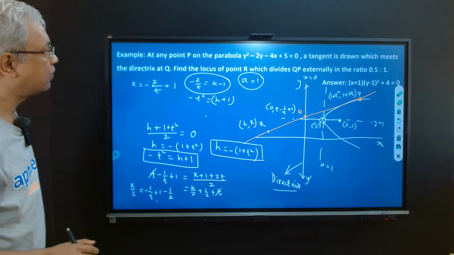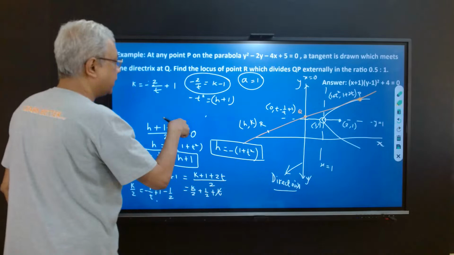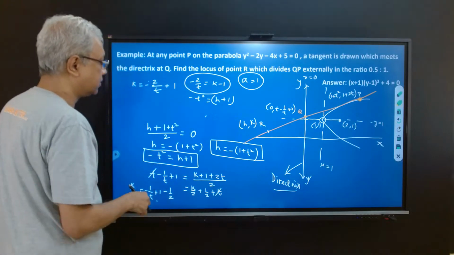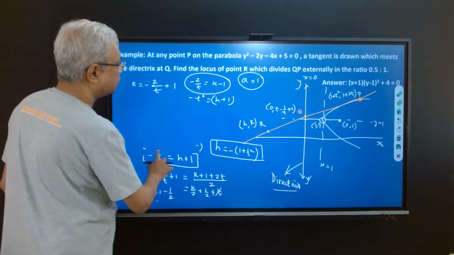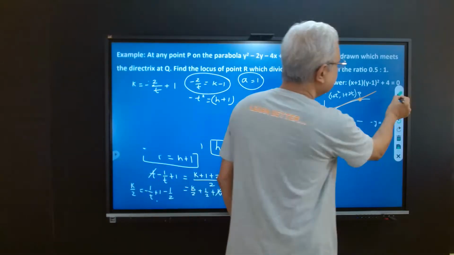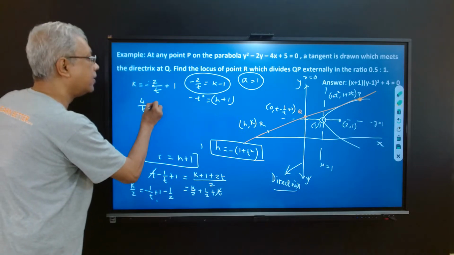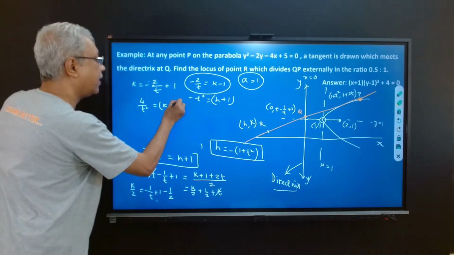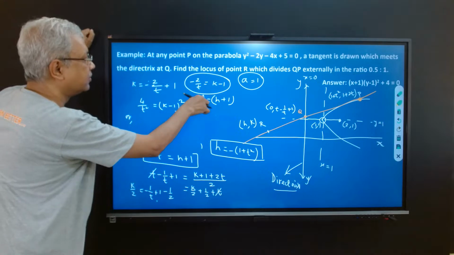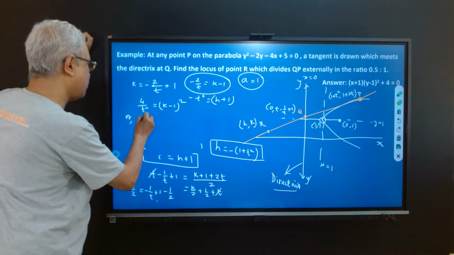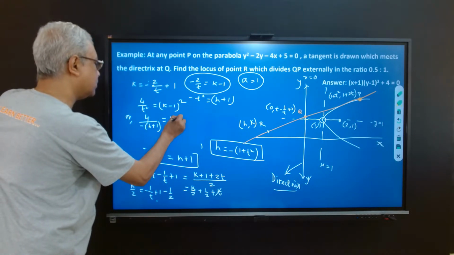Now we have to find the locus of (h, k). So for that, what do we do? We try to eliminate t from these two equations. So −2/t is k − 1. So I can write 4/t² is equal to (k − 1) whole square. And t² is h + 1 in magnitude, so 4/(−(h + 1)) is equal to (k − 1) whole square.